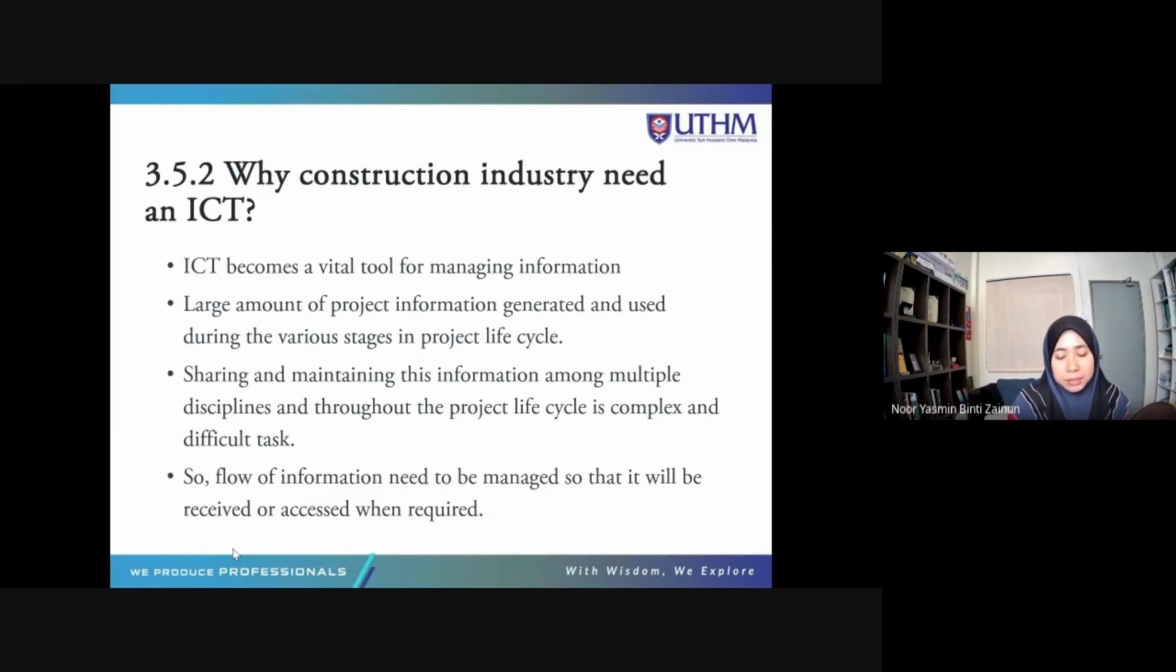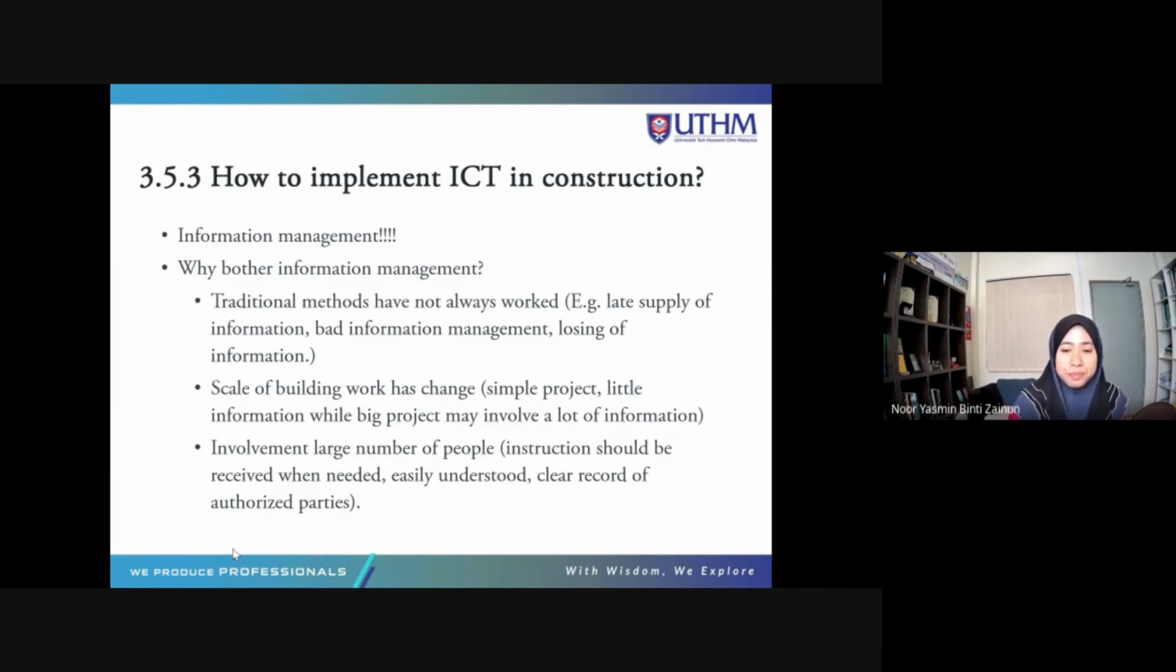So ICT becomes a vital tool for managing information and the large amount of project information generated and used during the various stages in project life cycles. We already have a lot of software, during design we have many software, and along the way we also get new software. For example, BIM, where we have the model, 3D model. Sharing and maintaining this information among multiple disciplines and throughout the project life cycles is a complex and difficult task. So when we have ICT, we can share the same information, the correct information. Okay, it won't become like the broken telephone just now.